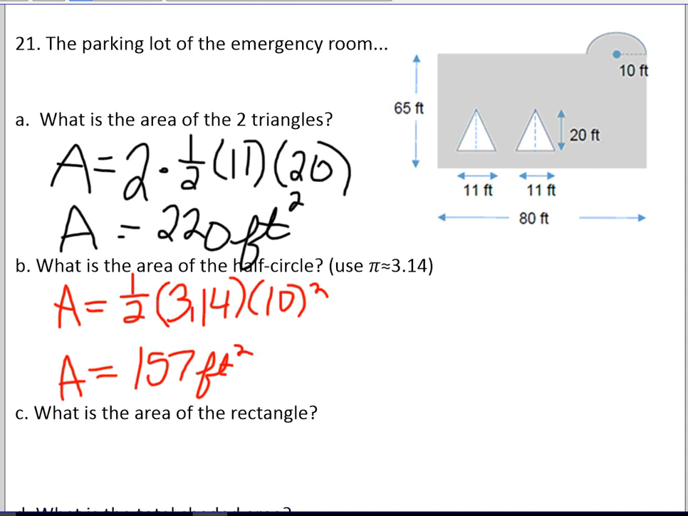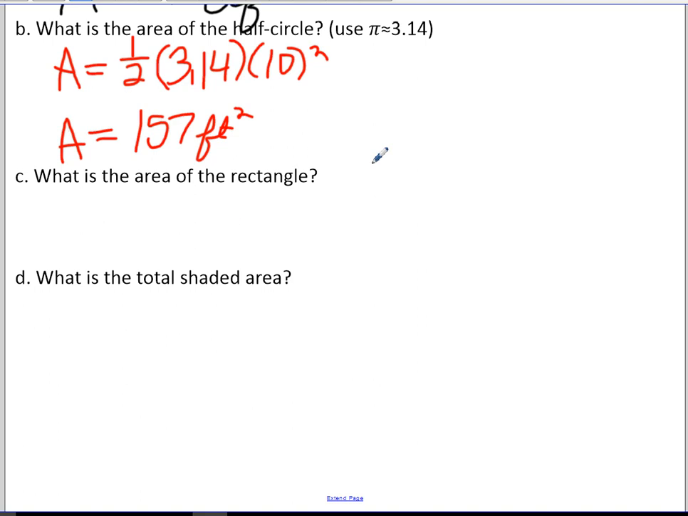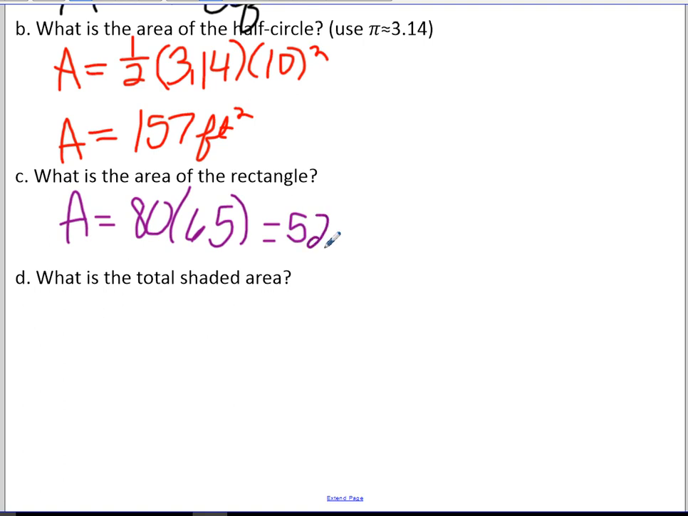The area of a rectangle is next, and our rectangle is 80 by 65. So the area equals 80 times 65, which will give us the area of 5,200 square feet.